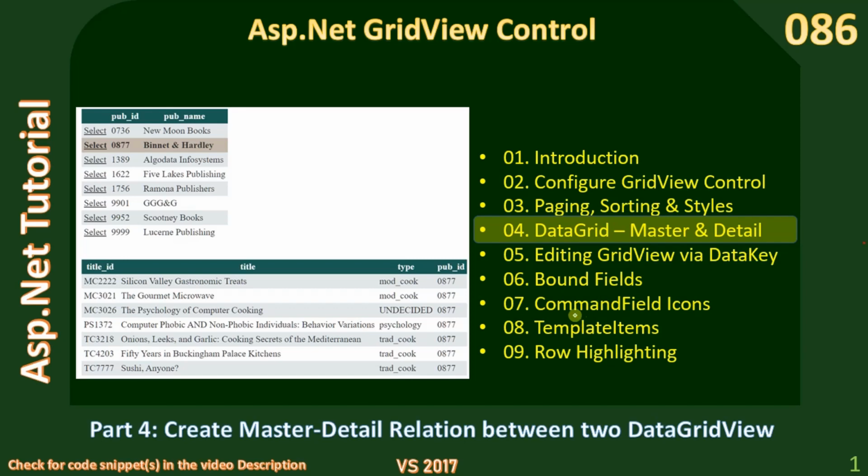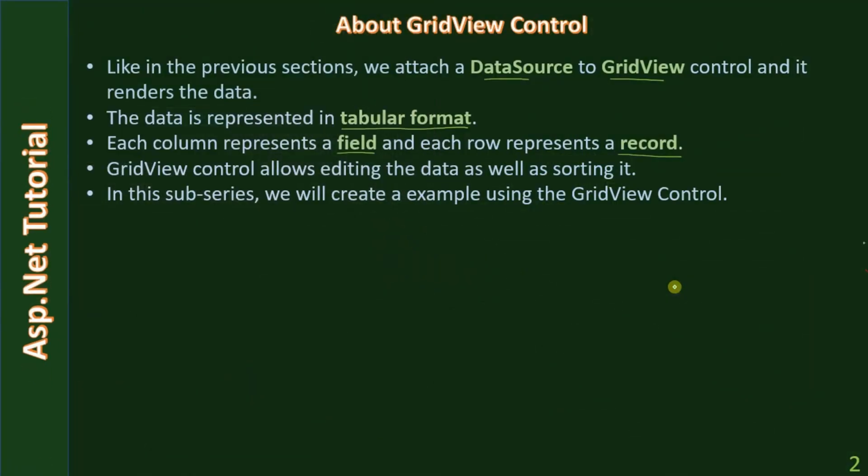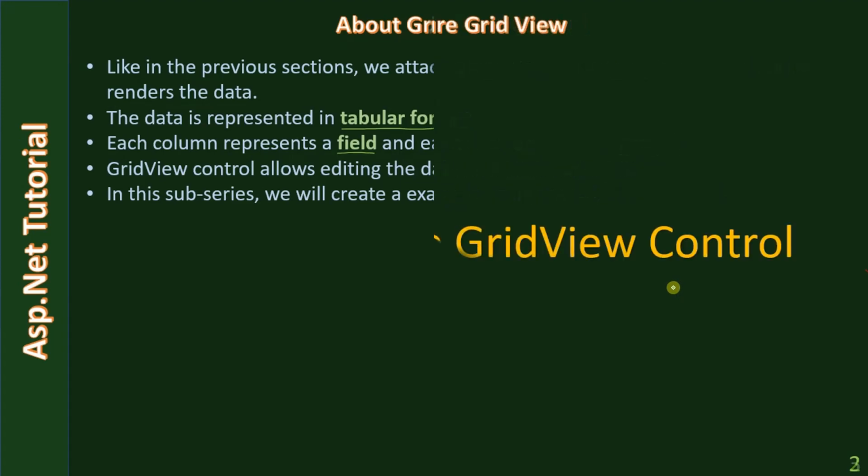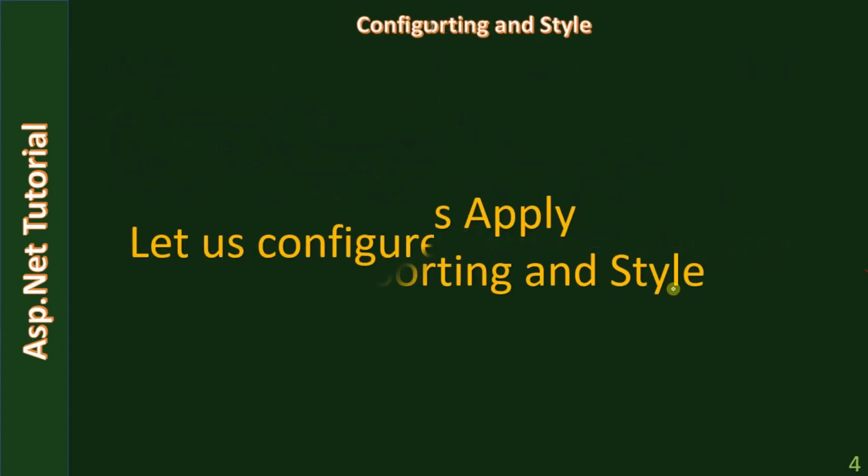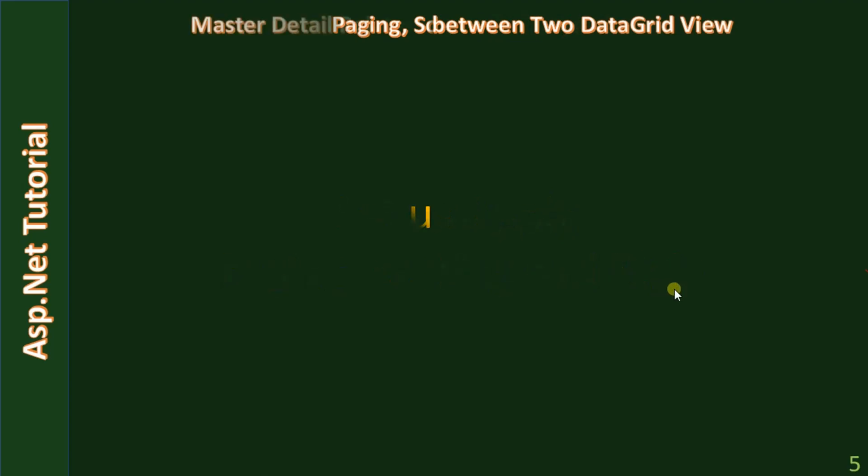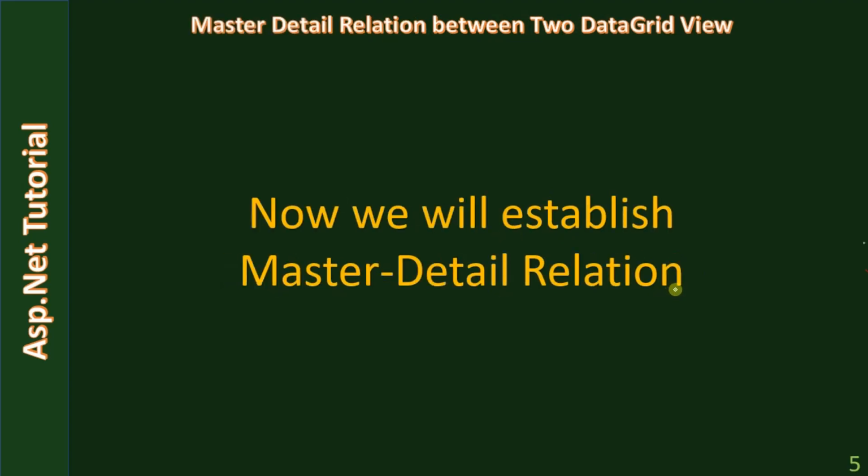In this video, we will see how to create a master detail relation between two data grid views. Once we set the master detail relation, when you pick a record in one data grid view, the other data grid view shows the relevant records. Now we will establish the master detail relation, and we will go to the demo.